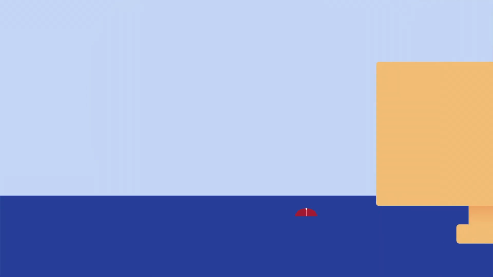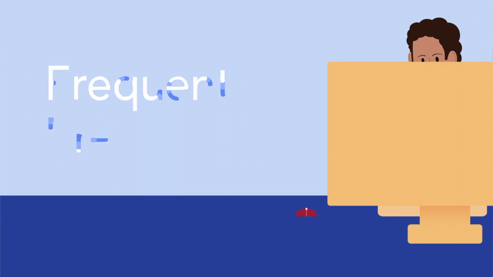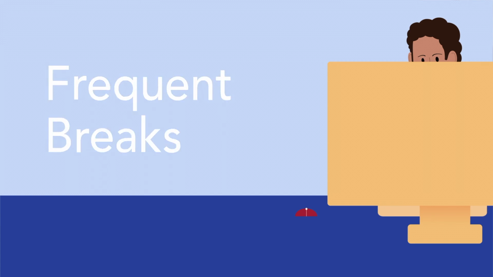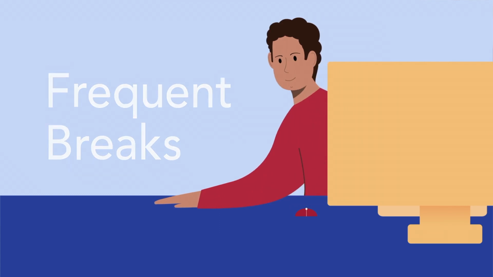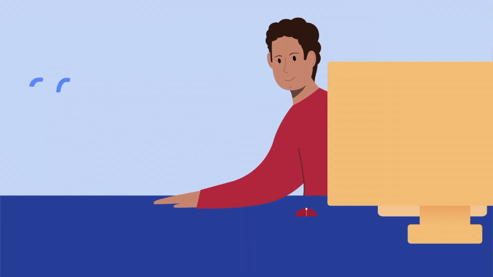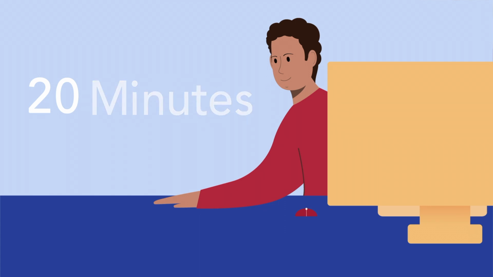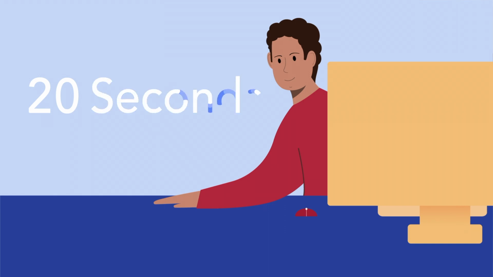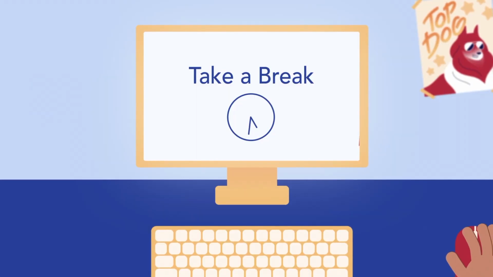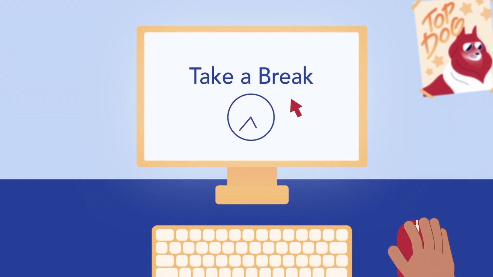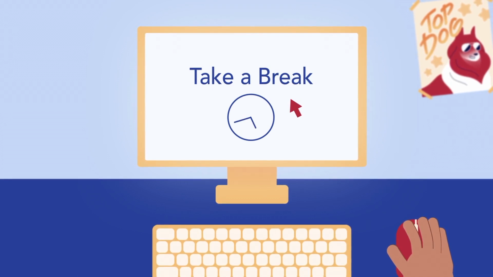Another way to avoid strain and fatigue is to take frequent breaks. For example, look away from your monitor every once in a while. 20-20-20 is a good rule to follow. Every 20 minutes, focus your eyes on an object 20 feet away for 20 seconds. You can even download apps that'll remind you when it's time to take a break.